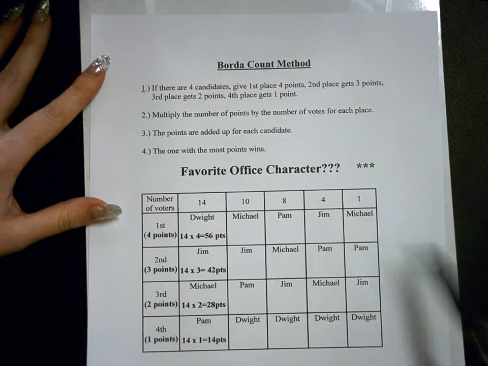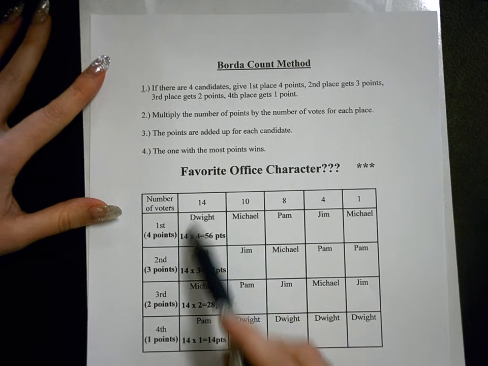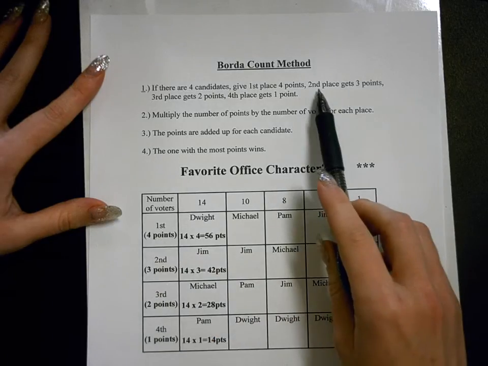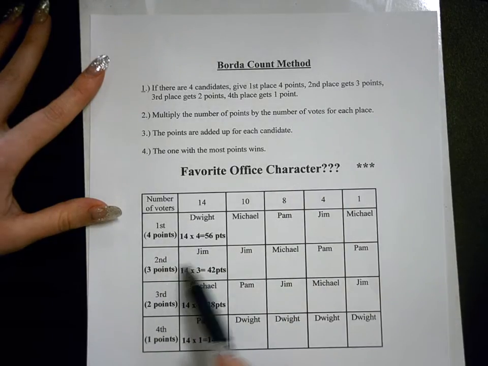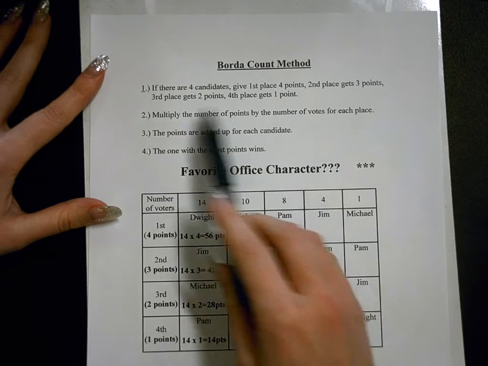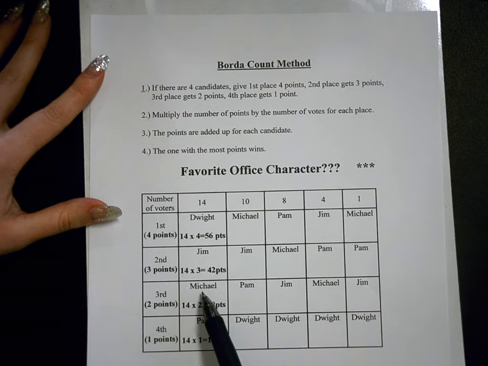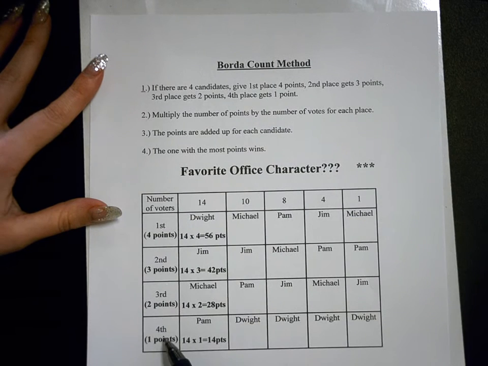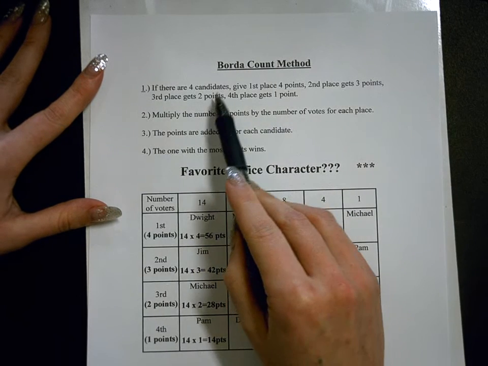4 points. So if we look down here, this first column, Dwight is in first place, so he would get 4 points. Whoever's in second place gets 3 points, so Jim would get 3 points. Whoever's in third place gets 2 points, so Michael would get 2 points. And then whoever's in last place gets 1 point, and so that would be Pam. Now that's if you're dealing with 4 candidates.